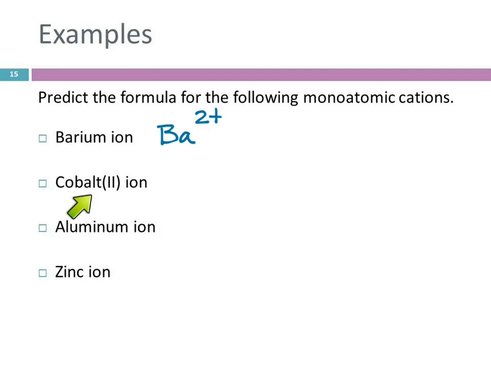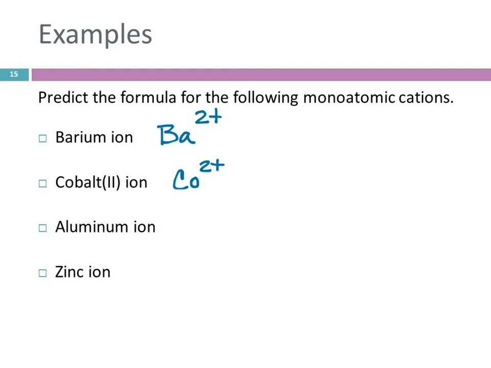How about cobalt 2 ion? What's the symbol for cobalt? Co. Make sure that's a lowercase o. What does this Roman numeral 2 mean? It's the charge. Because where's cobalt? It's not in group 1, 2, 3, zinc, silver, or cadmium. It needs a Roman numeral because it can form more than one kind of ion. So this Roman numeral tells us what the charge is. It's 2 plus.